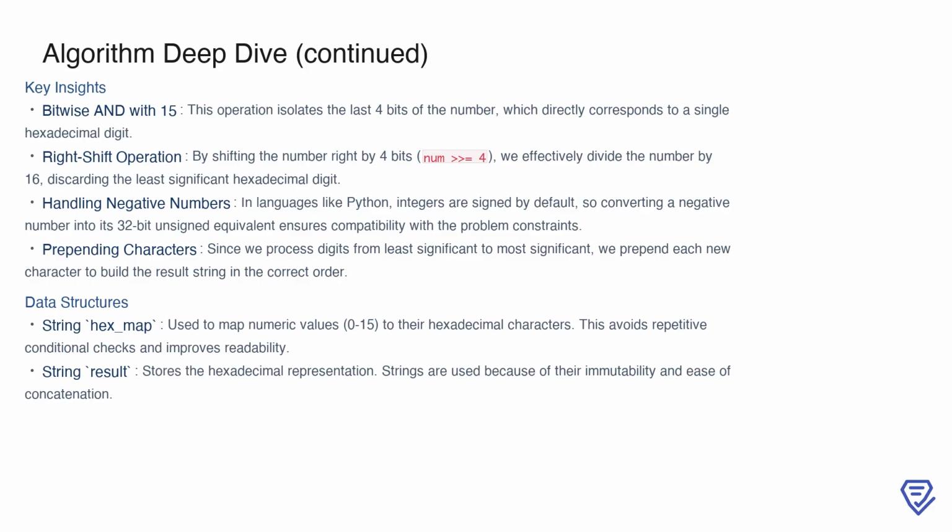Additionally, we build the result string by prepending characters because we process the digits from the least significant to the most significant. This approach ensures that the final representation is in the correct order. In terms of data structures, we use a string hex_map to map numeric values to hexadecimal characters, which simplifies the logic and avoids repetitive conditional checks. The result string is used to store the hexadecimal output, and its immutability and ease of concatenation make it a natural choice for this task.